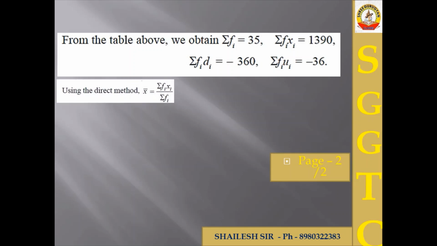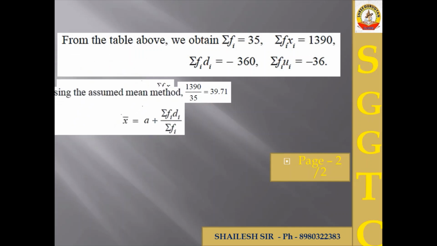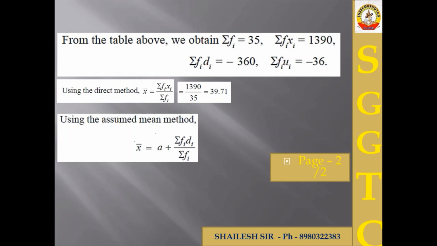So the first method is the direct method. Students, I again repeat, in the exam you declare only one method, either the first, the second, or the third. Apply any one method. Now put in the values and you get the answer 39.71. The second method is the assumed mean method. Yes students, assumed mean means you assume a value. Already I assumed the value A, you know that in the table it is 50. Another value, sigma fi di, is minus 360, upon sigma fi, which is 35. Calculate, and finally the answer is 39.71. Look at that students, the answer is coming the same.